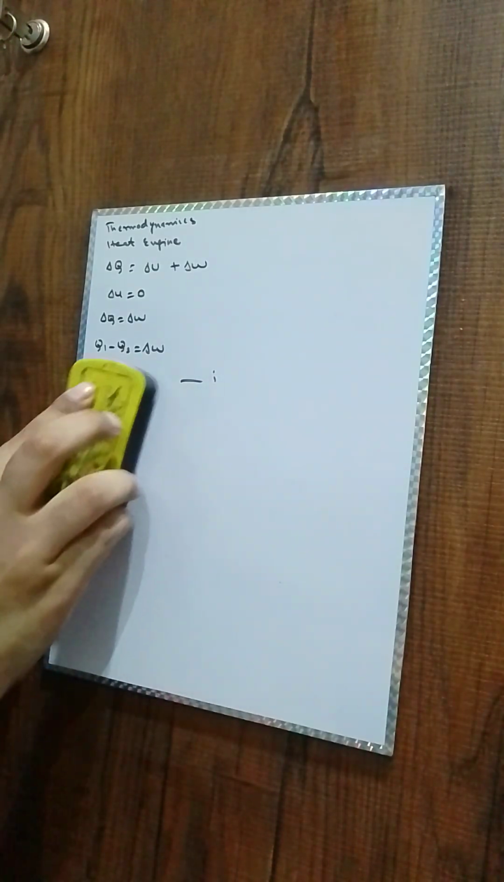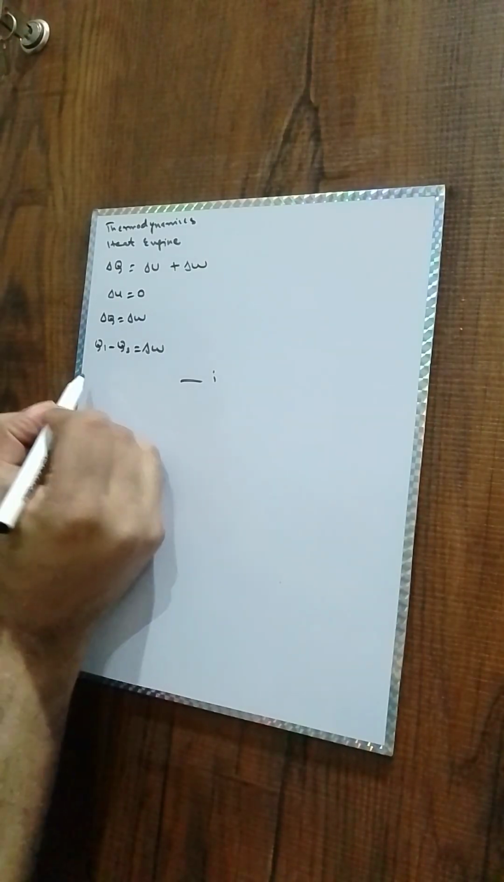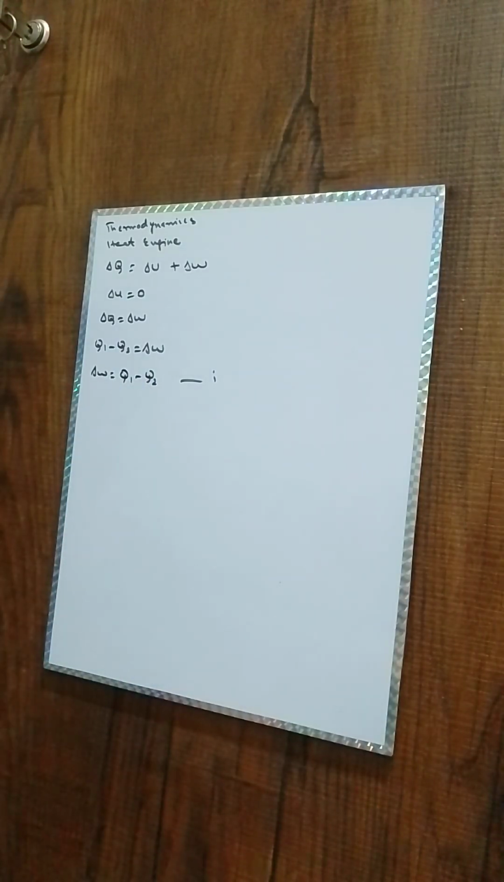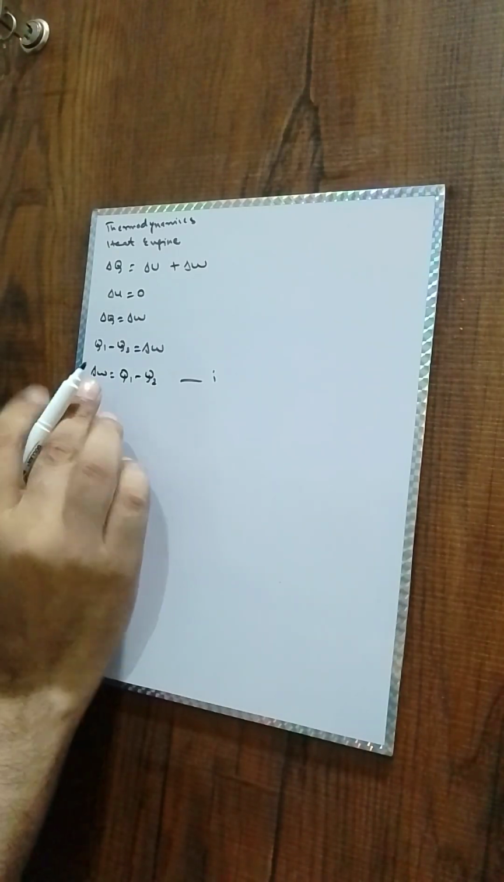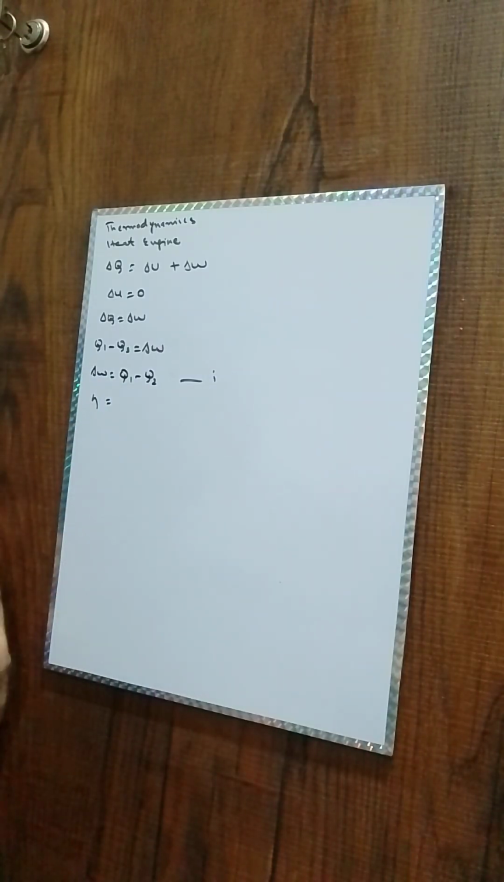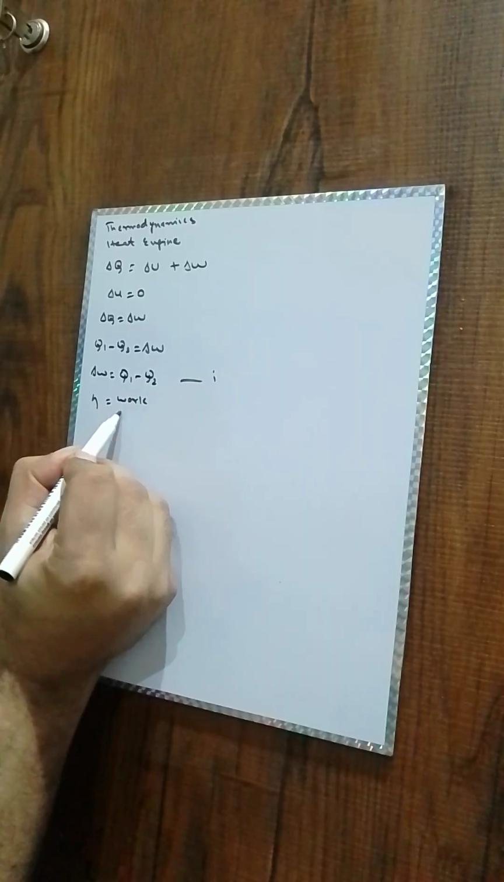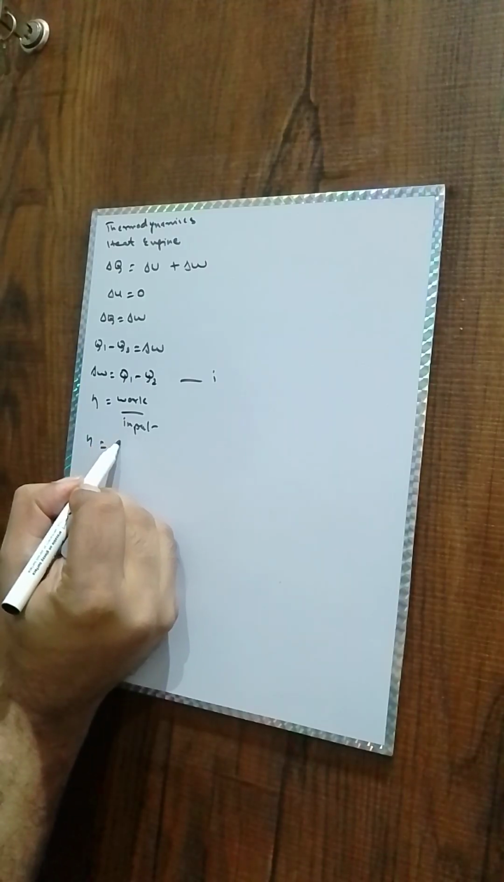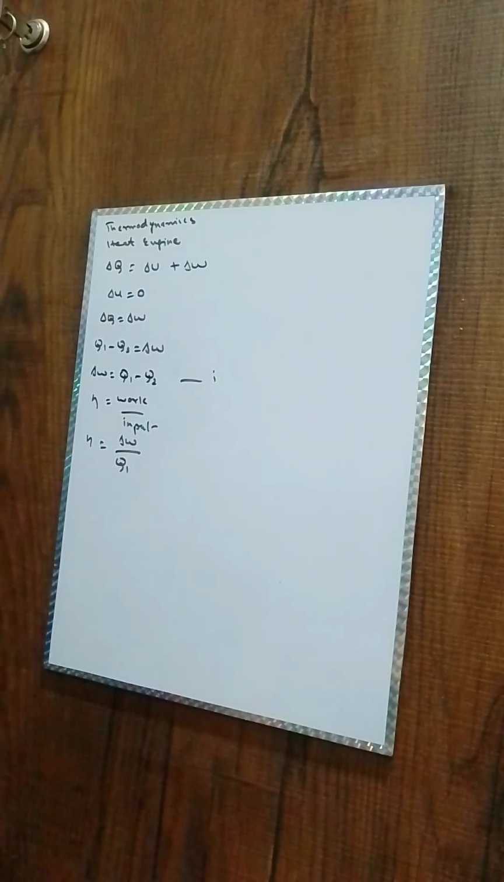Rather, heat content 1 minus heat content 2 is equal to change in the amount of work done, or basically the net work done. Okay, and also there is a parameter, efficiency, which is equal to work by input. So in our case, the work done is delta W, and the input into the system is the heat content, which is Q1, or can be Qn also.